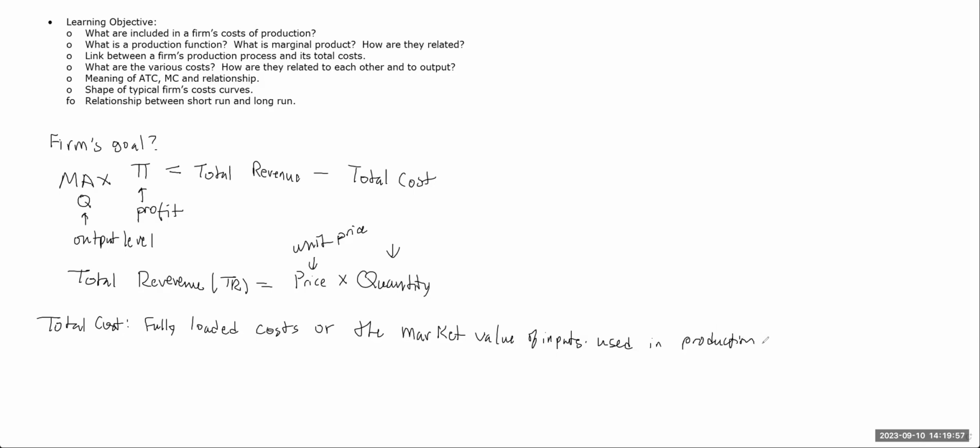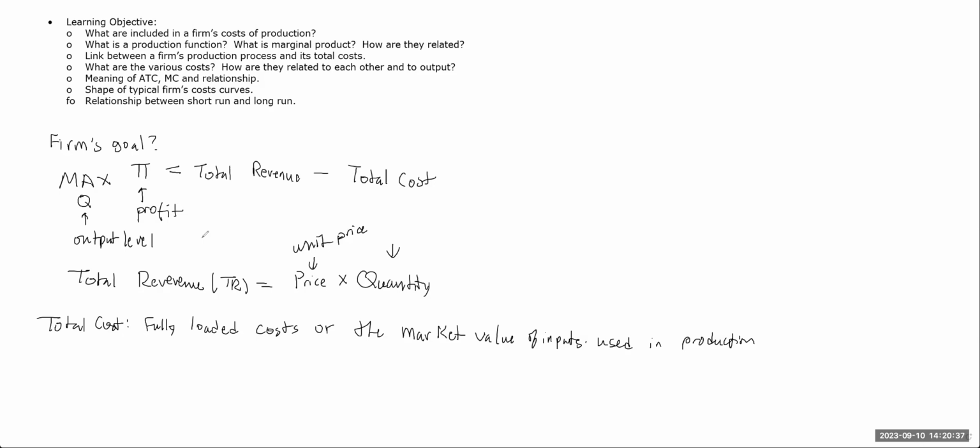It's basically the fully loaded cost to produce the stuff that they sold. Again, in my example, Domino's sells 100 slices of pizza. It's the fully loaded cost of making and selling the 100 slices of pizza. One way of looking at it is the market value of these inputs used to produce the 100 slices of pizza. All right, get to here.